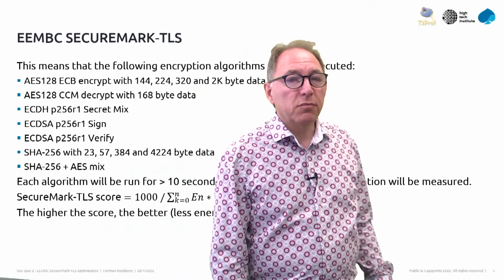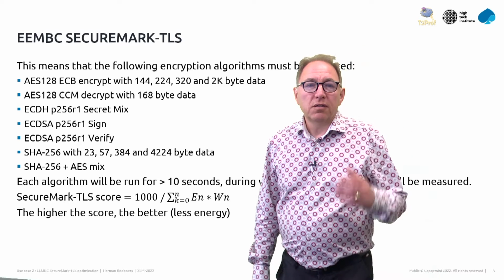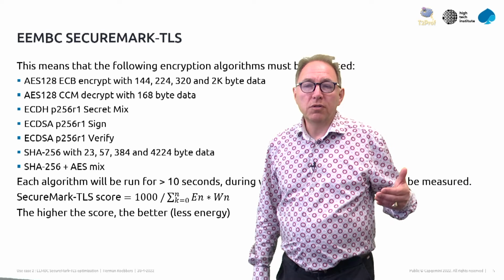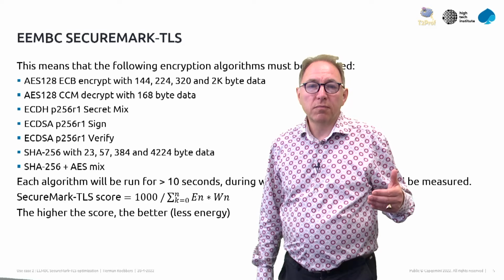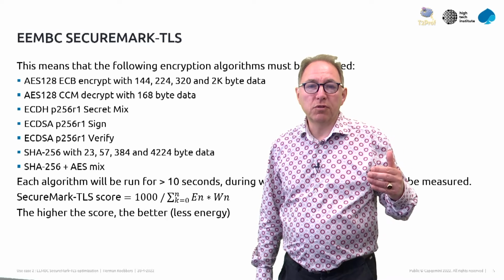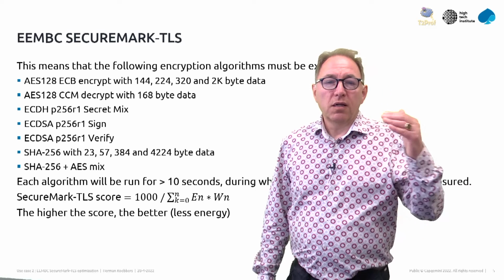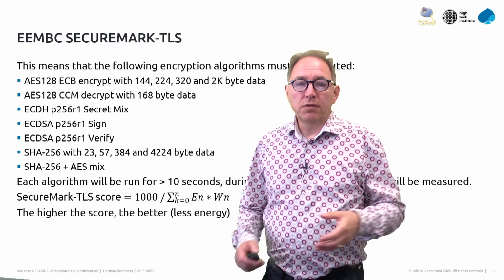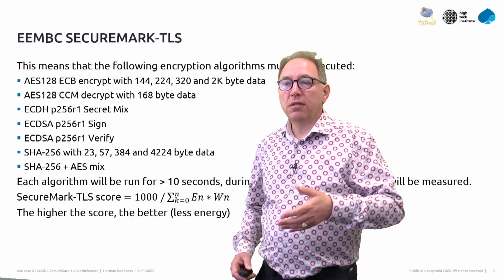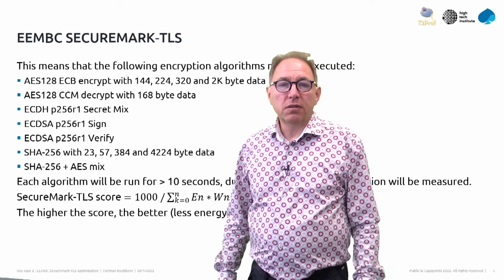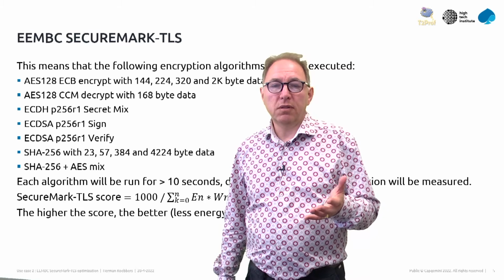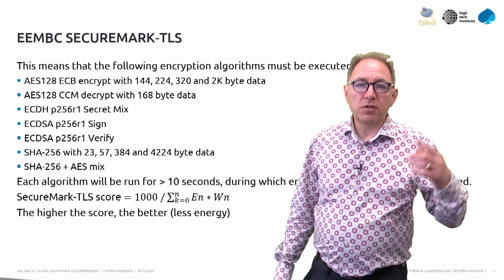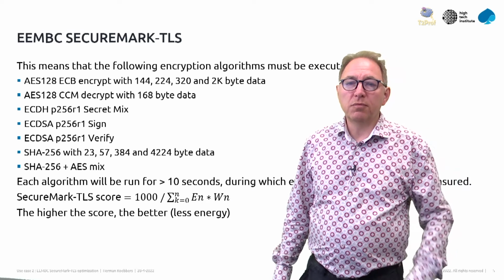So looking at this EEMBC SecureMark TLS benchmark, there's a number of encryption benchmark code that we need to run and measure and say, okay, what is the total sum of all of this? So we execute these partial benchmarks, compute the amount of energy, and add all that up, divide 1000 by this energy, and then we have a figure. And the higher the score, the better, meaning less energy was used to execute these tests. And all of these algorithms will be run for at least 10 seconds to minimize any measurement error.